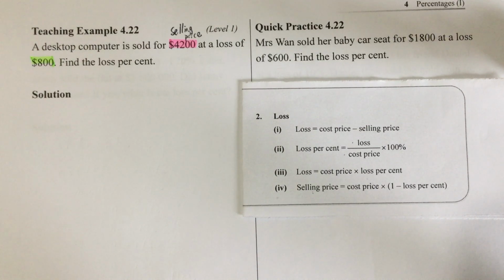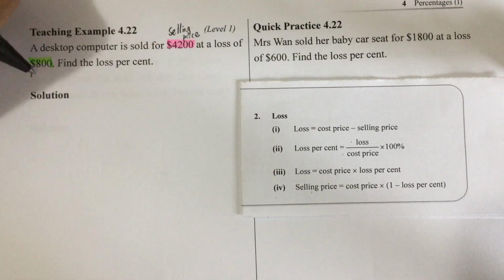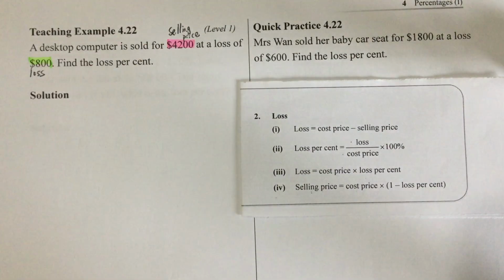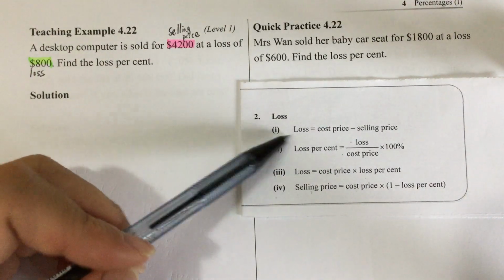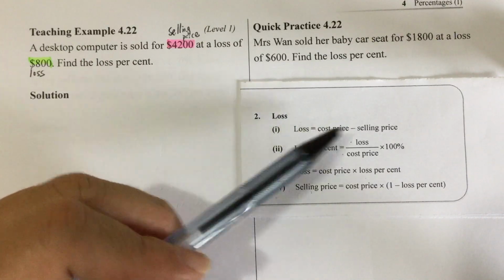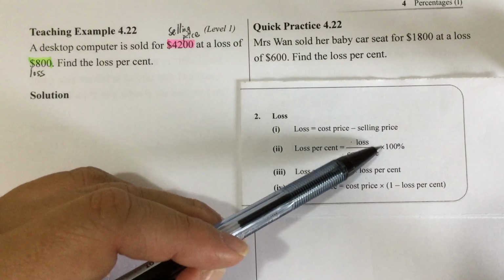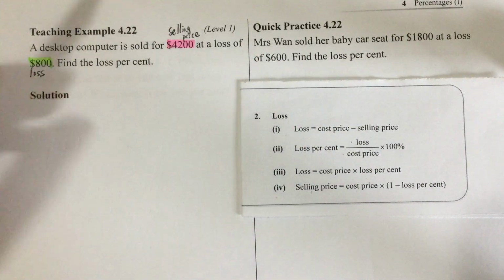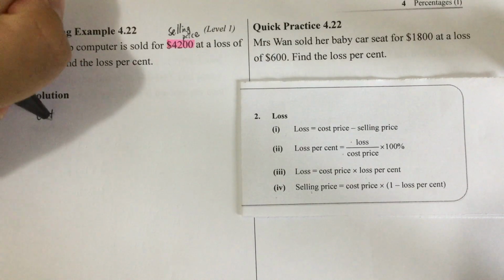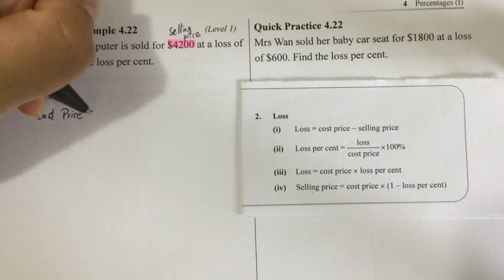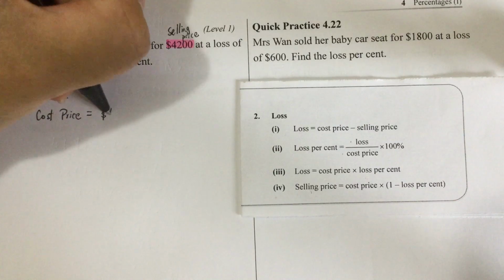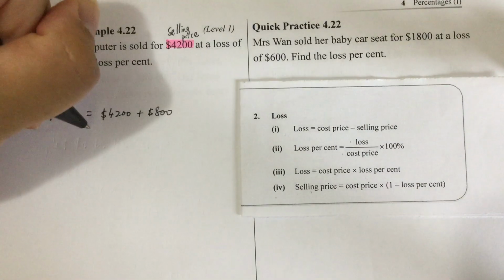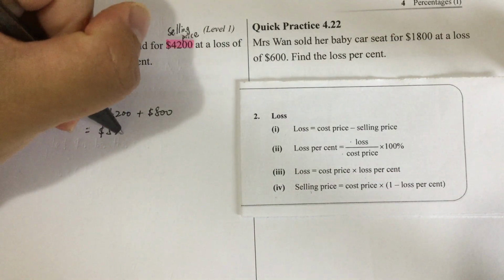So if you want to find the loss percent, first of all, you must know the cost price. So what can we do to find the cost price? Obviously you can use formula 1, because loss equals cost price minus selling price. So first of all, move the selling price from the right hand side to the left hand side, so you add them together. So the cost price here for the question will be 4,200 plus 800, and immediately you will get 5,000 for the cost.